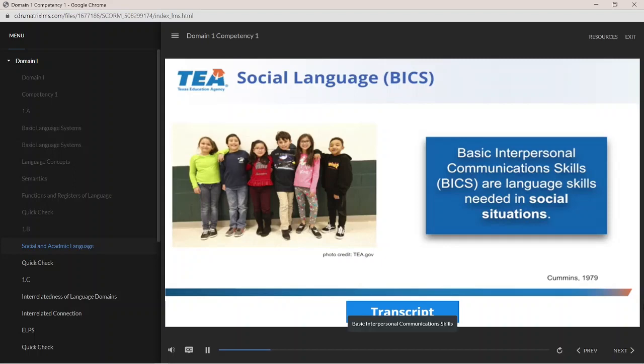Basic interpersonal communication skills, or BICS, are language skills needed in social situations. English learners employ BICS on the playground, in the lunchroom, on the school bus, at parties, playing sports, or talking on the phone. The context is usually embedded in these social interactions. They occur in meaningful social settings, are not very cognitively demanding, and specialized language is not required. These language skills usually develop within 6 months to 2 years.